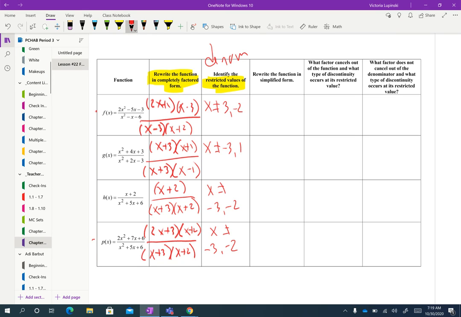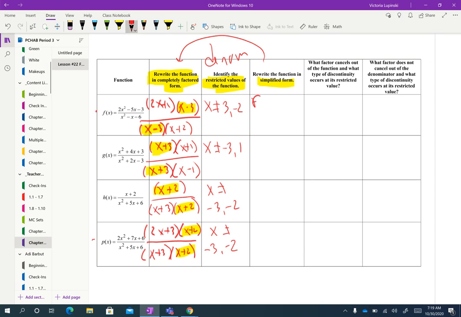What we're going to go ahead and do now is we're going to rewrite the function from the first column into simplified form. So rewriting it into simplified form means that if there are any common factors, which there clearly are, we're going to go ahead and essentially cancel them out. So in the first example, you'd be canceling out the x minus 3s, canceling out the x plus 3s, canceling out the x plus 2s, and then canceling out the x plus 2s. So we're going to go ahead and rewrite them in simplified form.